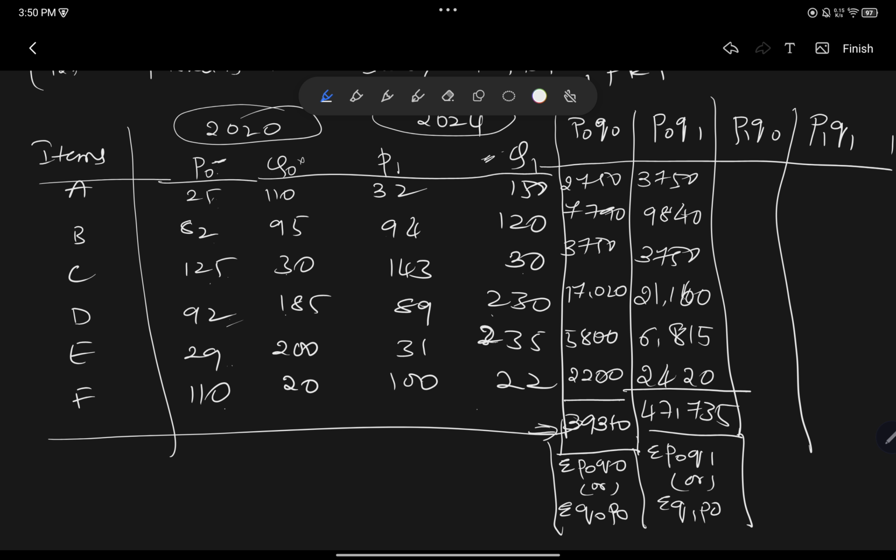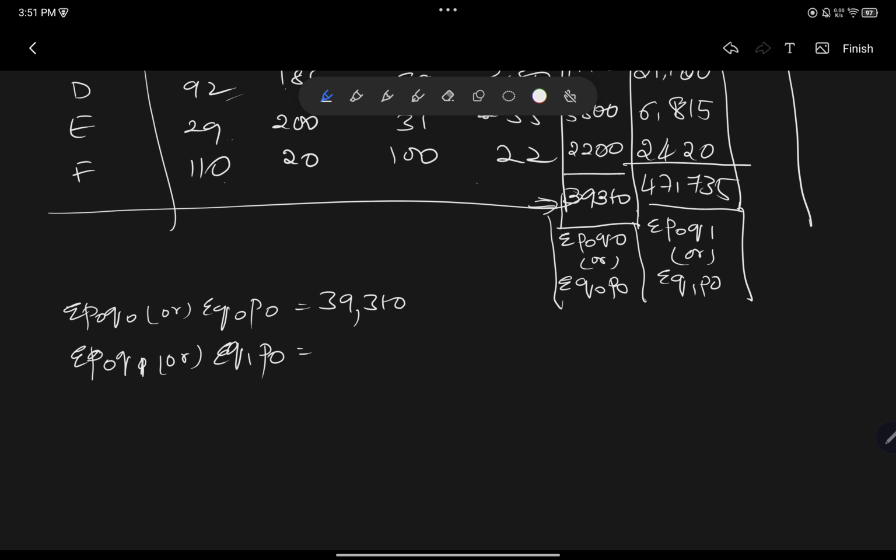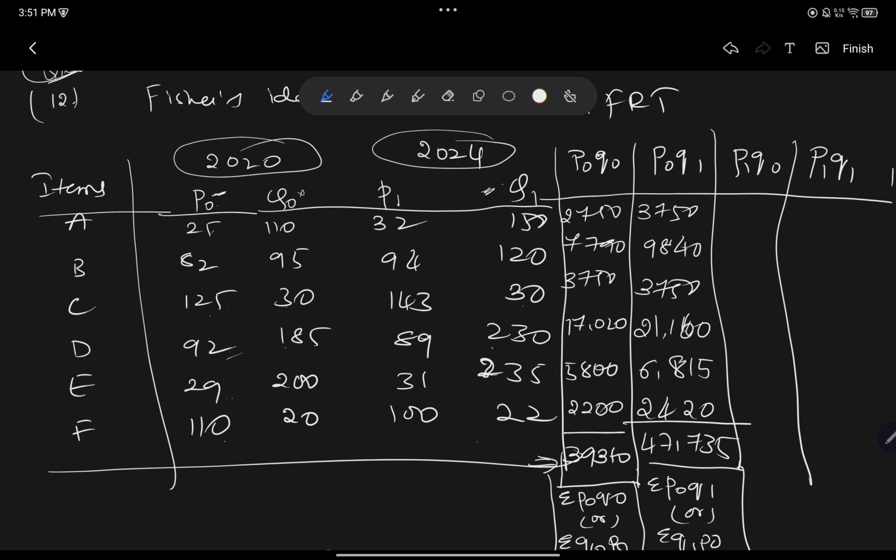Both are the same. So now I will write it here. Summation of P0 Q0 or summation of Q0 P0 is 39,310. Correct? Summation of P0 Q1 or summation of Q1 P0 is 47,735. Okay. Next, now P1 Q0. P1 is this one, Q0 is this one. Now P1 Q0 I need to multiply. Later P1 Q1 I need to multiply.